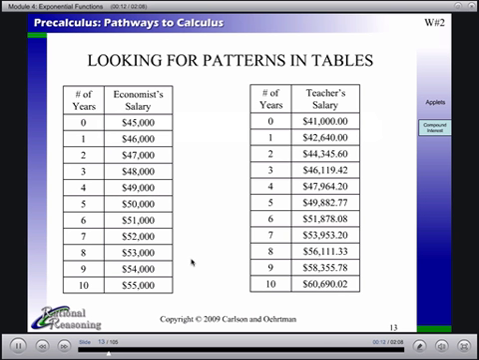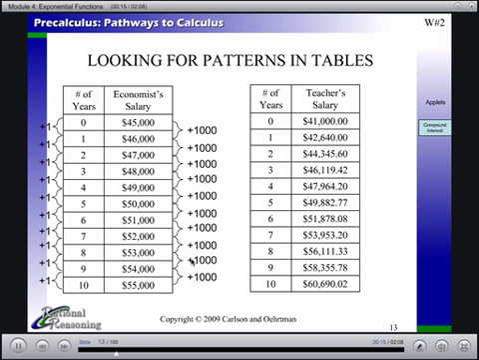Okay, let's talk about the economist, the one on the left. Is there a one-step way to get the economist's salary the next year? Pretty easy, right? I mean, it would be harder to find a two-step way. So how do we get the salary of the economist the next year? Yeah, you just add 1,000, right? Is that true for every year? Yeah, that's true every year.